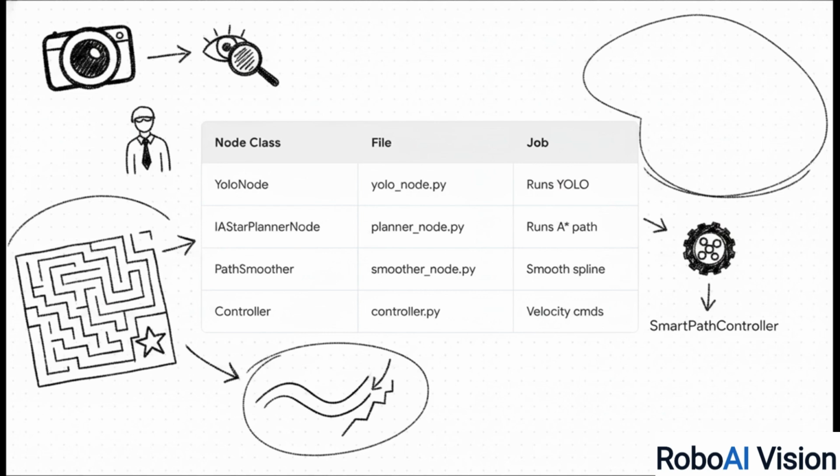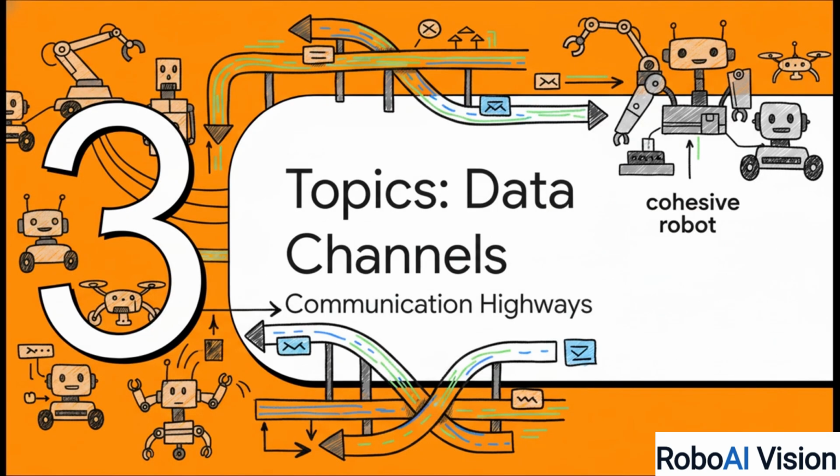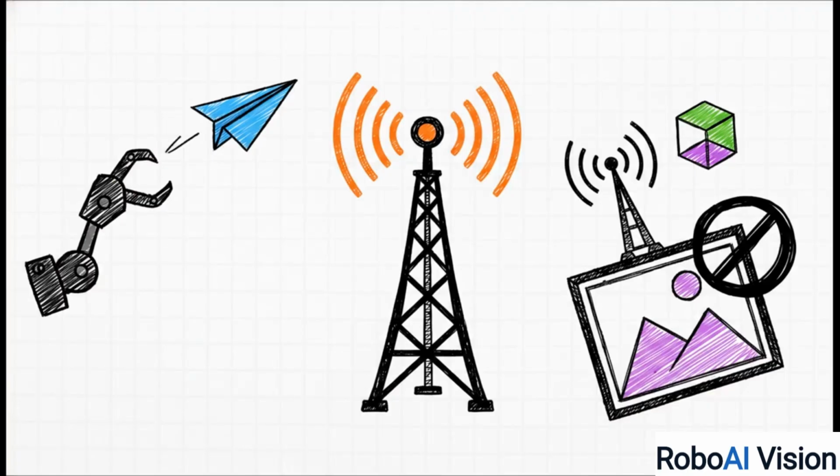It's brilliant. Section 3, topics, the data channels. Now, this naturally raises a massive architectural question. If these workers are totally isolated, how do they talk to each other? Well, they use topics. Imagine topics as dedicated radio frequencies that any node can broadcast on or tune into.